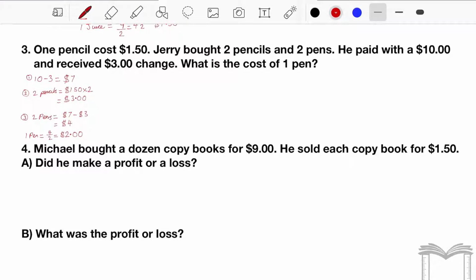Number 4. Michael bought a dozen copybooks for $9. He sold each copybook for $1.50. Did he make a profit or a loss? Part B. What was the profit or loss?